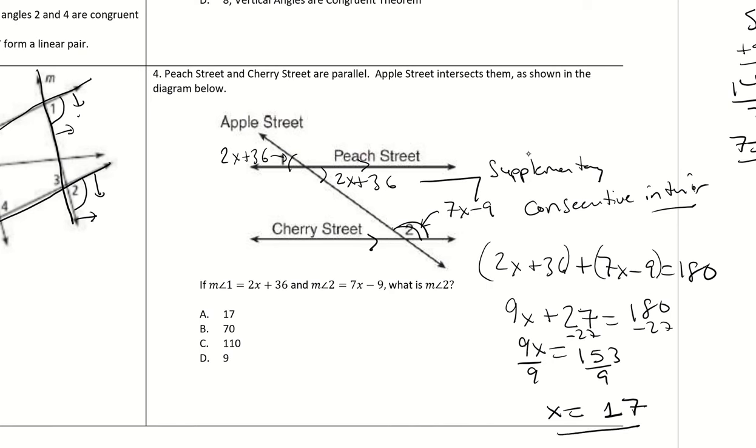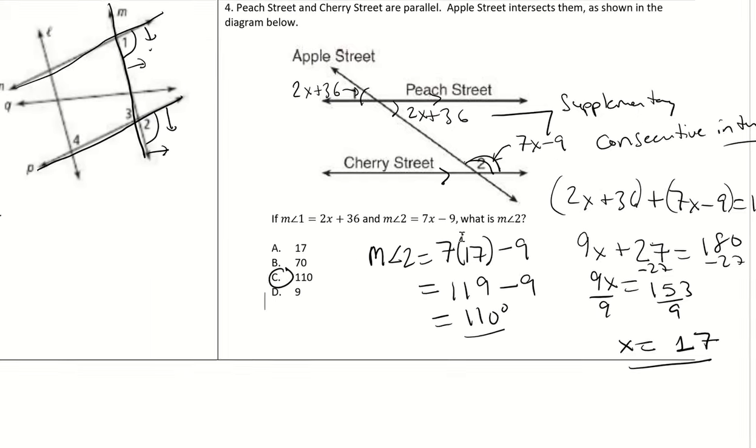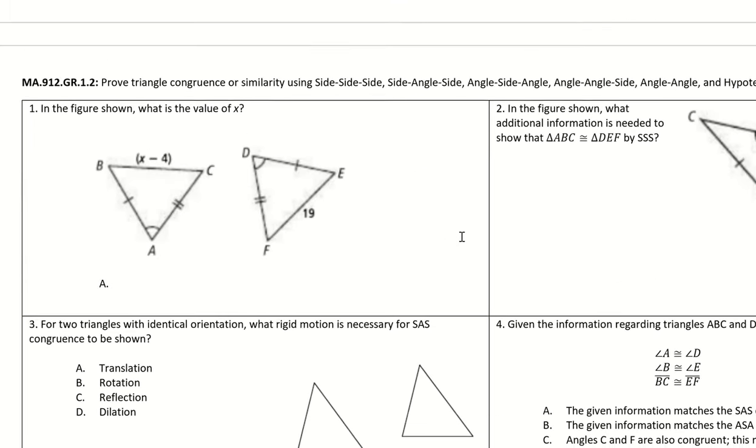They want the value of angle 2, right? So we need to plug this into the measure of angle 2. The measure of angle 2 is 7x minus 9. So 7 times x minus 9. So here we have 7 times 17. So 7 times 7 is 49. Carry the 4. So this is going to be 119 minus 9, which is 110 degrees. All right, so you just got to be careful with answering the question that they're asking.